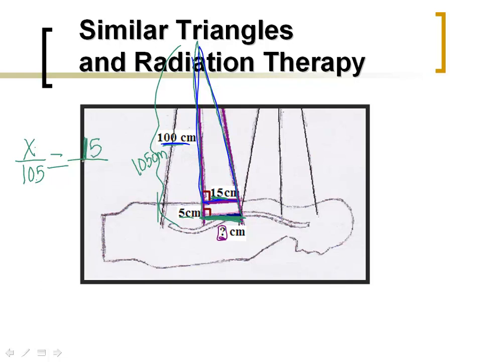15 over the side of this other triangle is 100. So I made sure the bottom of both triangles was on the top, and the side of both triangles was on the bottom. You could flip these up and down. You could find other problems to write as well. So using my cross products property here, we do 105 times 15 equals 100x.